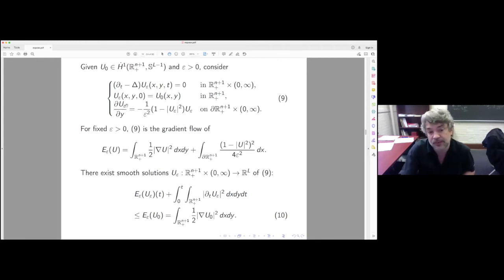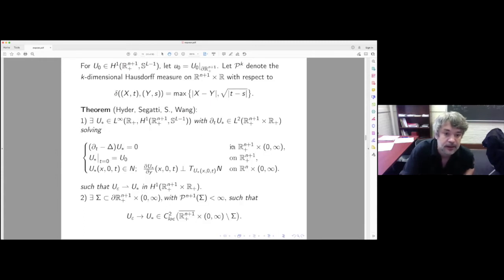Because of course, when epsilon goes to 0, you would like to see the sphere appearing, because if you want to stay at finite energy, for this term not to blow up, you necessarily need to have mod u equal to 1. So you necessarily, in the limit, have to be on the sphere, right? Well, this is what we proved.